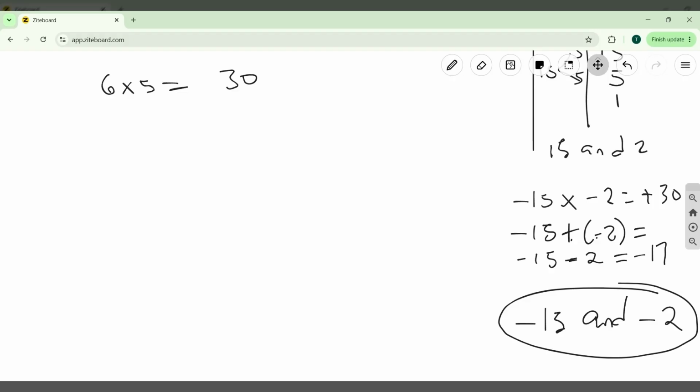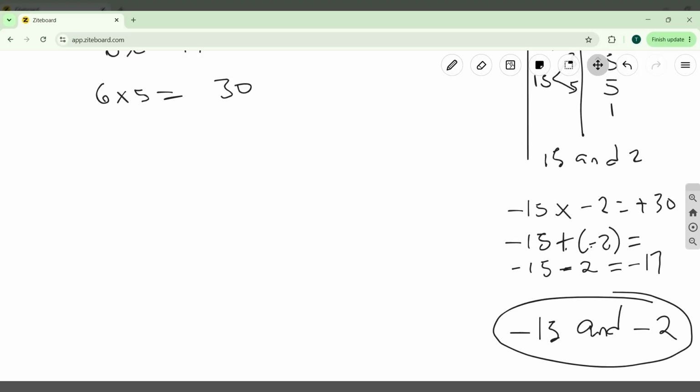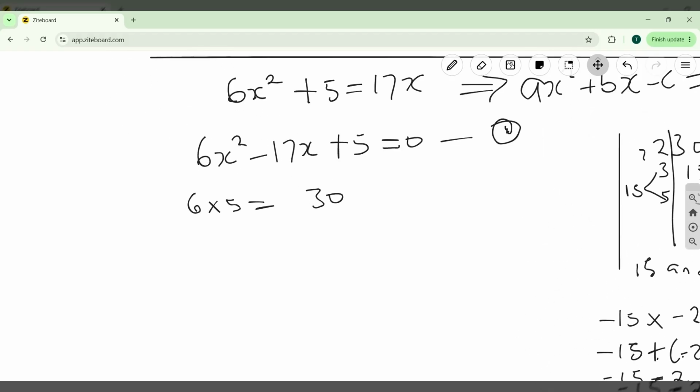All right, did you get negative 15 and negative 2 as the two numbers? If you didn't, then you know that you're on your way to getting it wrong. But you can still learn and see where you made a mistake. Okay, so let's solve this now.